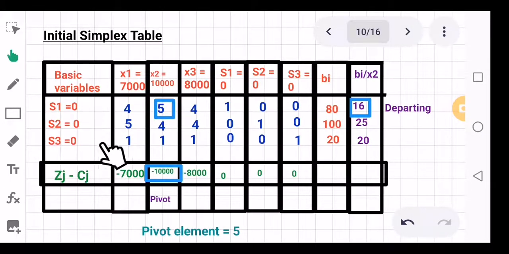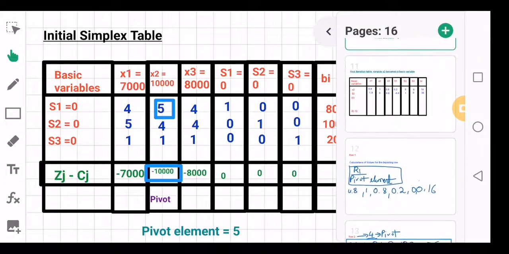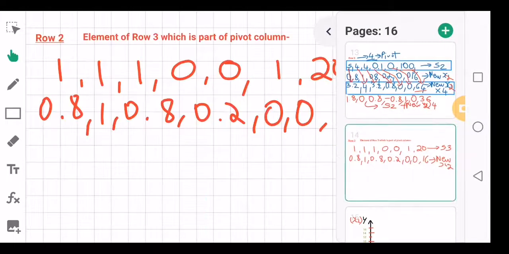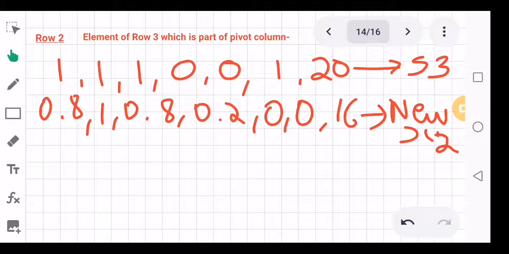So these are the elements in row 3. In these elements, which is the element which is part of the pivot column? That is this particular element. That is 1, the element of row 3 which is part of the pivot column. So we're writing this as 1.